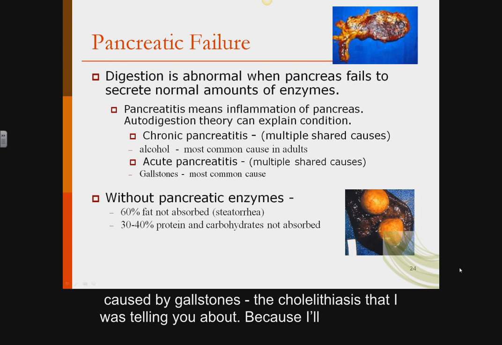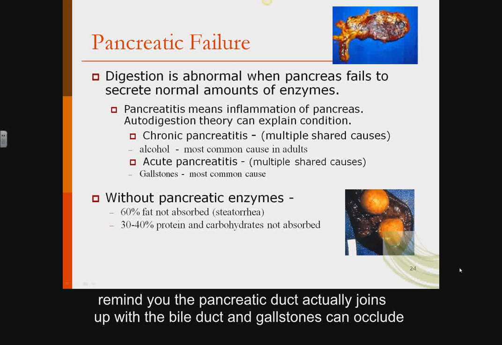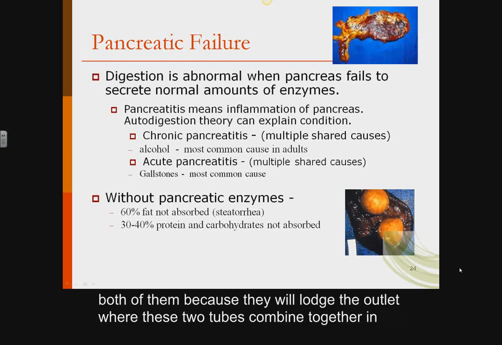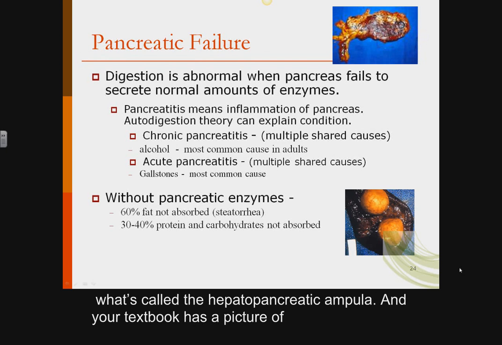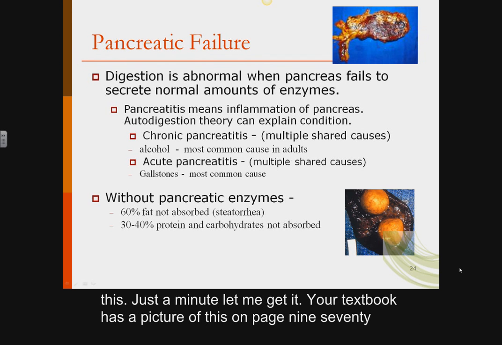So chronic pancreatitis is typically caused by an inflammatory response to alcohol, excessive alcohol. Acute pancreatitis is typically caused by gallstones, the colitis that I was telling you about. I'll remind you, the pancreatic duct actually joins up with the bile duct, and gallstones can include both of them because they will lodge the outlet where these two tubes combine together in what's called the hepatopancreatic ampulla.